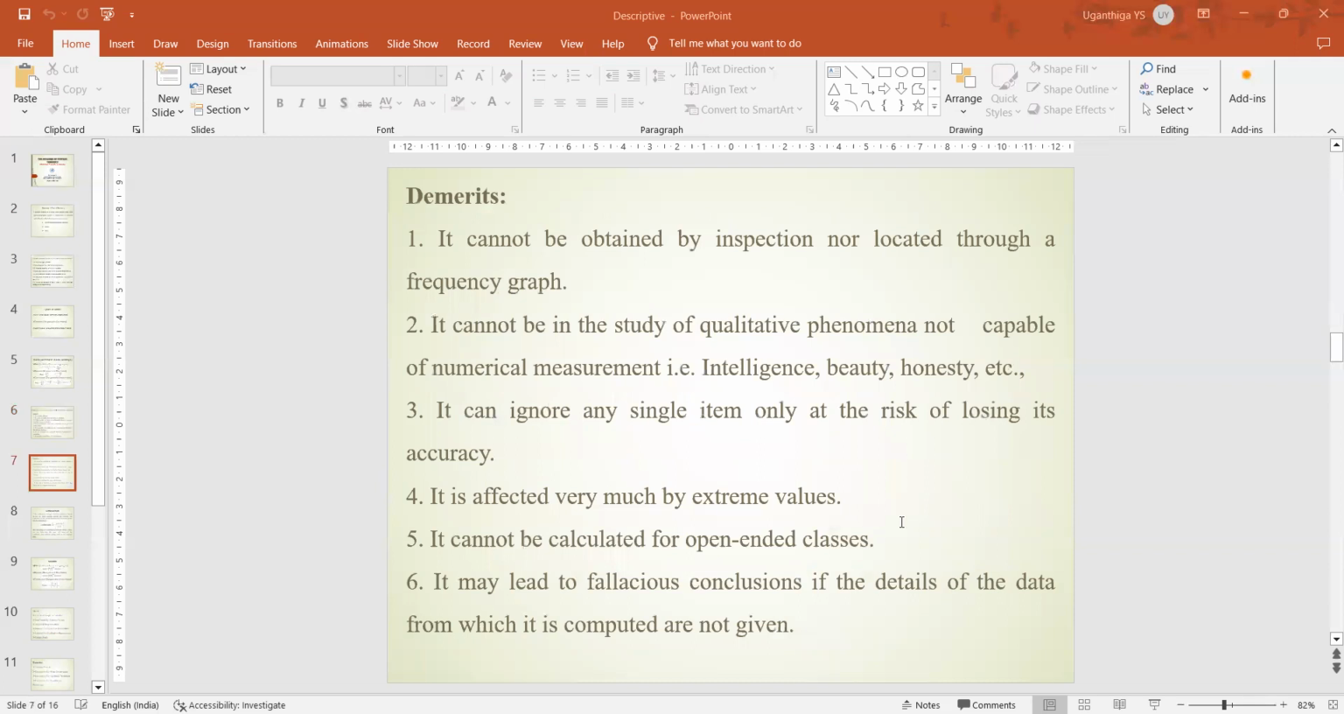And we have some demerits for arithmetic mean. It cannot be obtained by inspection, it cannot be located through a frequency graph, and it cannot be used in the study of qualitative phenomena.